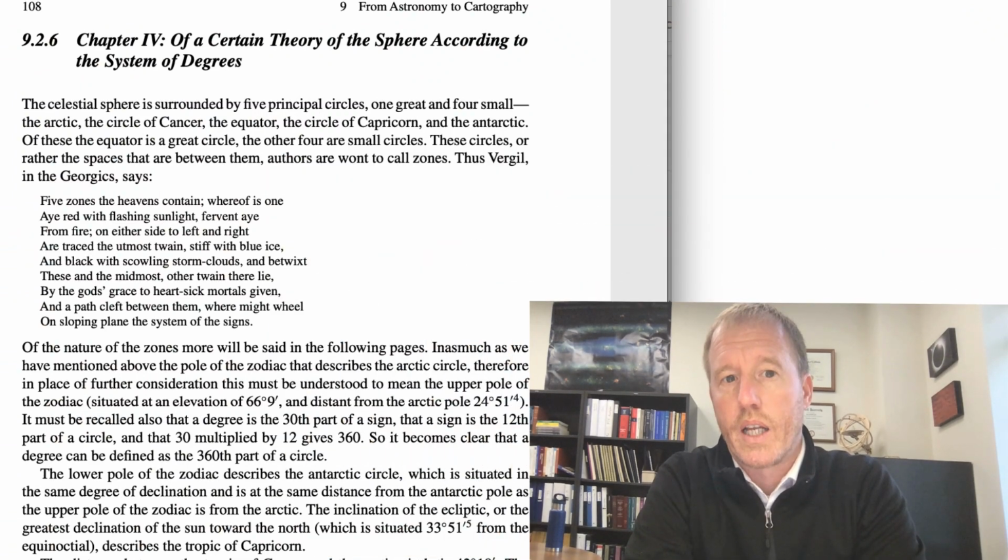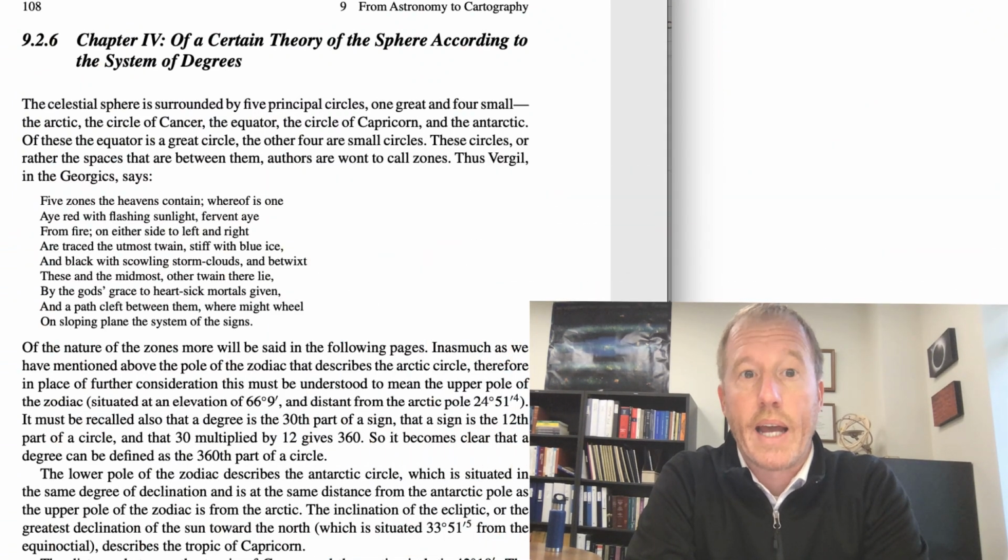Then there are the 4 small circles: the Arctic Circle, the Tropic of Cancer, the Tropic of Capricorn, and the Antarctic Circle. You might want to review those before you go on. Okay, so that brings us to chapter 4. And here he's talking more about these circles and giving some specific angular measurements. He's being a little bit numerical in this chapter.